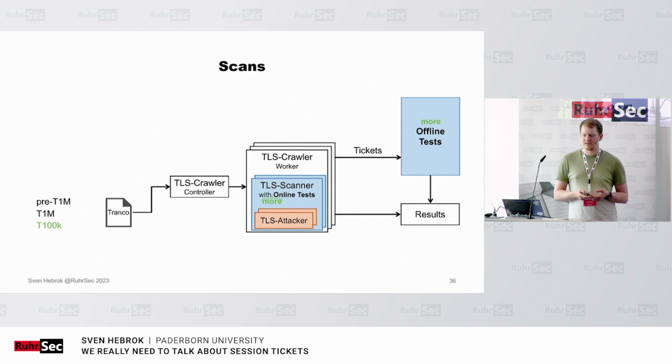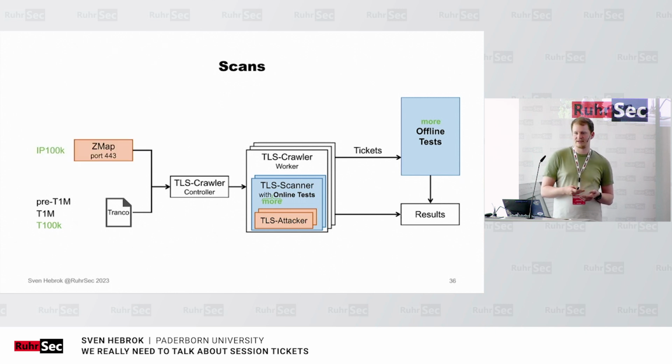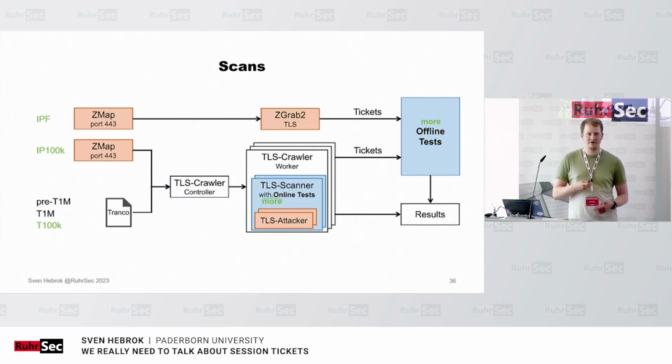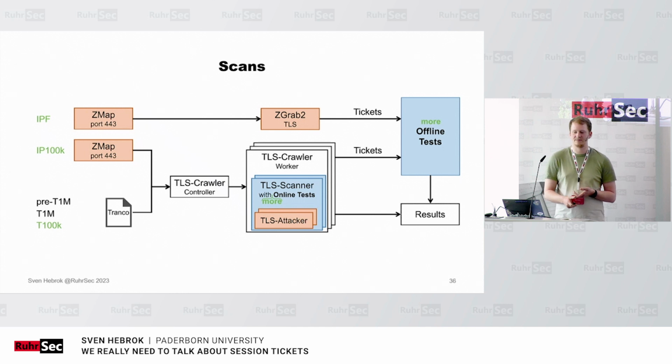We also later did more online tests and more offline tests for a smaller subset of the Tranco list and also for random IP hosts. This mixture gives us popular implementations from the Tranco top 100,000 hosts, but also random smaller TLS implementations from randomly sampled IP hosts. And the last set of scans we performed were the IP full scans, where we scanned the whole IPv4 range for the offline tests. So we connected to all IPv4 hosts using ZMap, checked whether port 443 is open, used zgrab to get tickets, and then analyzed them offline.